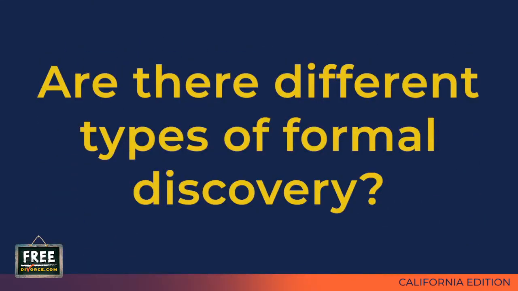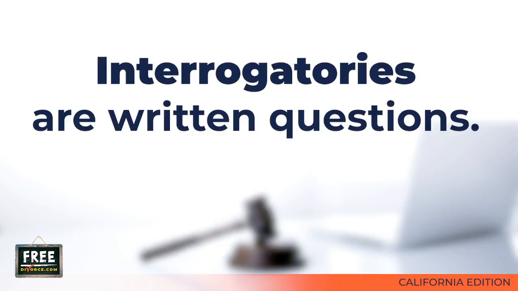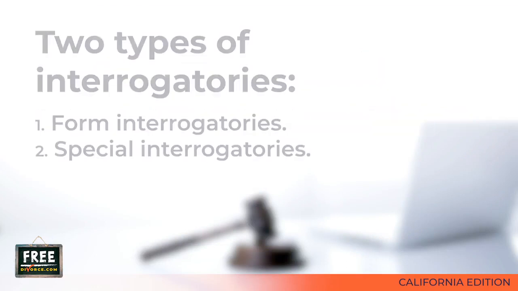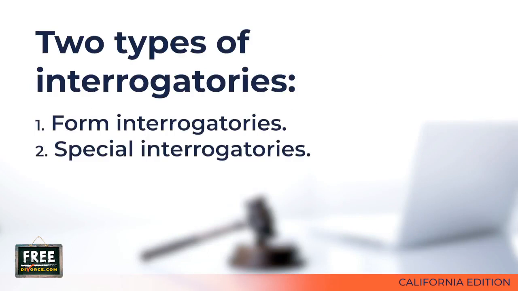Are there different types of formal discovery? Yes, we're going to start with interrogatories. What are interrogatories? Interrogatories are written questions your spouse must answer under oath. There are 2 types of interrogatories. The first type is form interrogatories, and the second type are called special interrogatories.